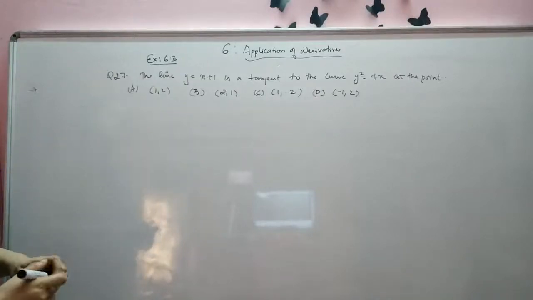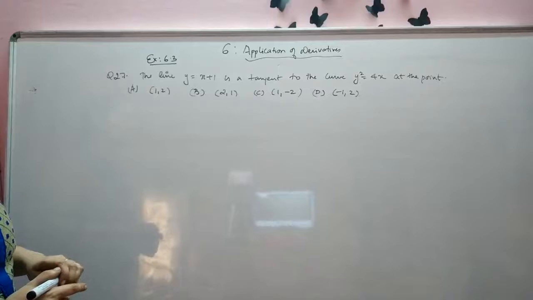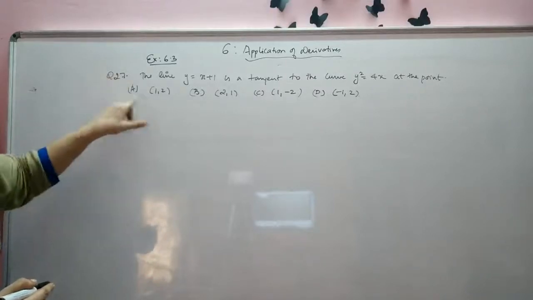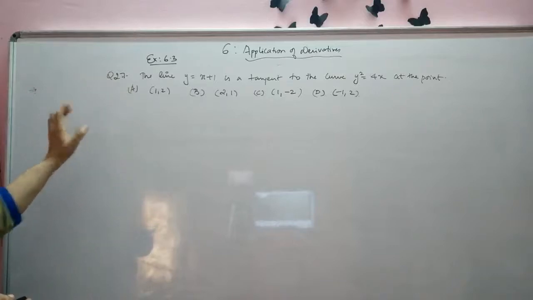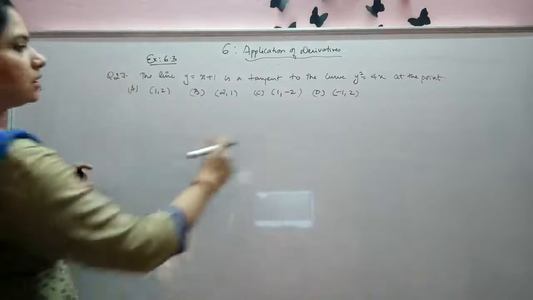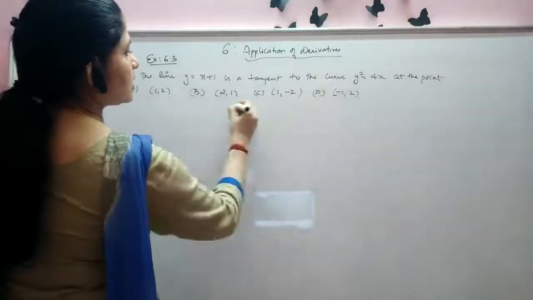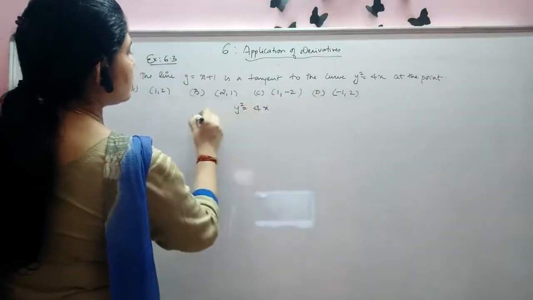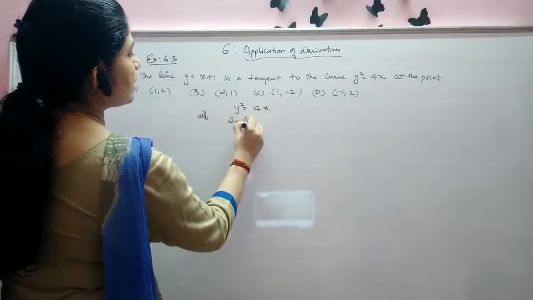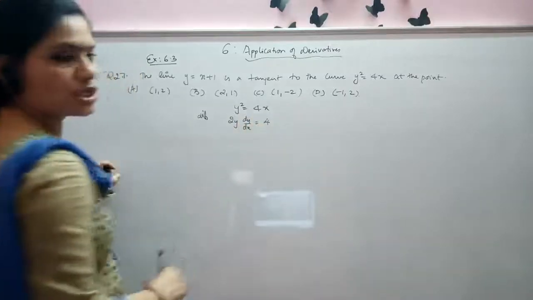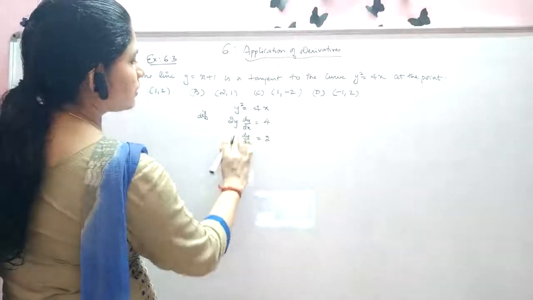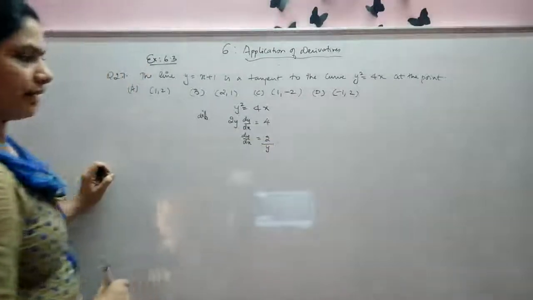Question is, the line y equal to x plus 1 is a tangent to the curve y square equal to 4ax at the point. At the point means you have to find out the point x naught y naught where the line is tangent to the curve. So first we will differentiate both. So its derivative, y square equal to 4x will give you after differentiation 2y into dy by dx is equal to 4 into 1, which is y dy by dx is equal to 2 or dy by dx is equal to 2 by y.